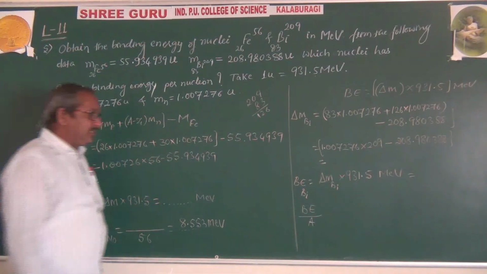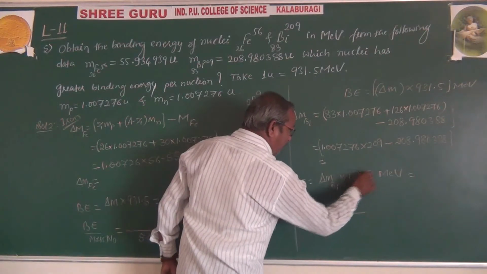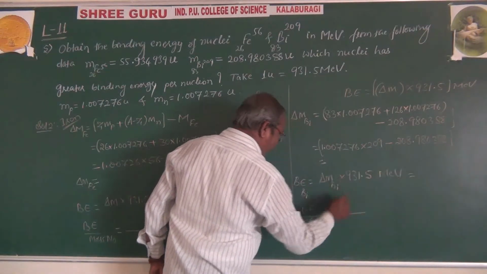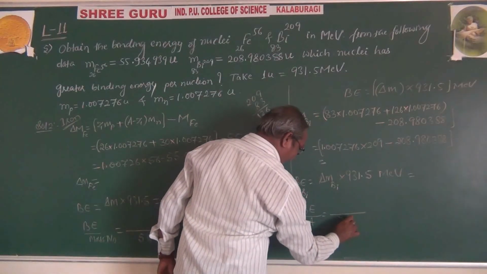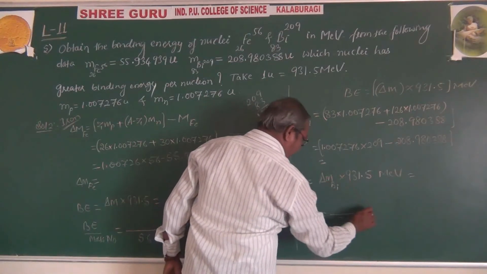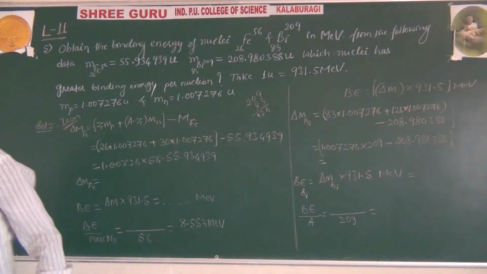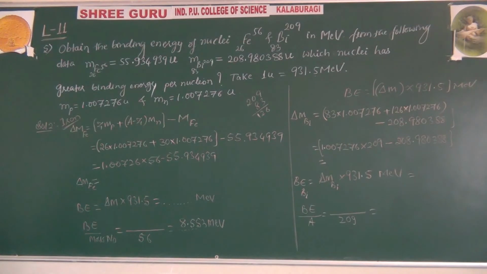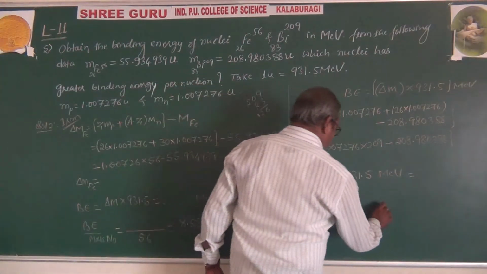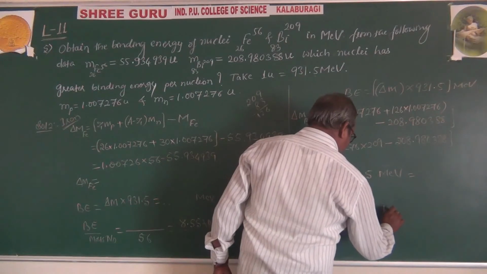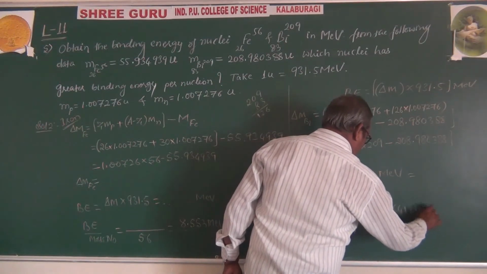This is equal to the value. This gives the specific binding energy, or binding energy per nucleon, and that is 7.641. To simplify, how much does it come to? 7.641 MeV.